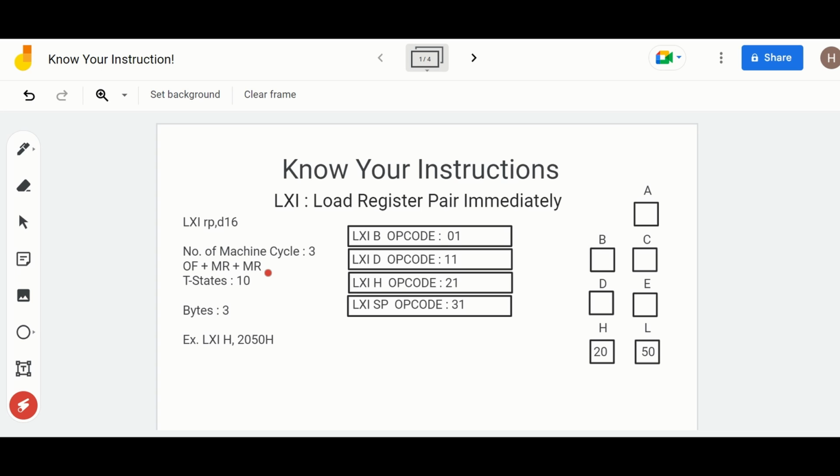But always remember, whenever you are writing something in a register pair, any of the register pairs or any of the registers for that instance, you don't particularly have to write it. You are just simply copying it. So you don't need any other machine cycle to write it down. You only need the memory write machine cycle when you have to write something in the memory.